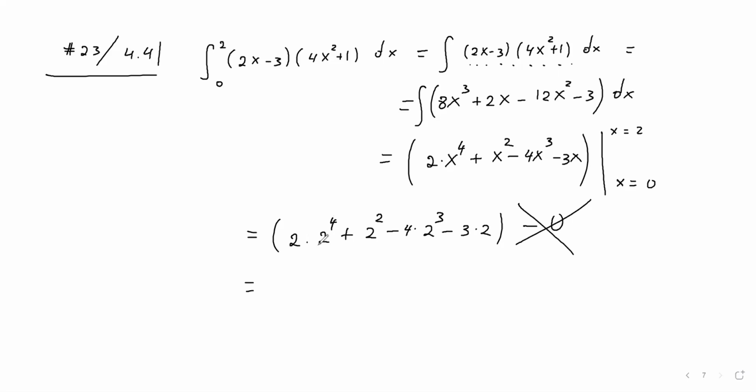And the answer here will be 2 times 2 to the 4 is 32, plus 4, minus 32 apparently, yep, minus 6. So this is going to end up being, these two will cancel out, 4 minus 6, negative 2. There we go. So that is the answer to this particular problem. And one more, and we'll be done.